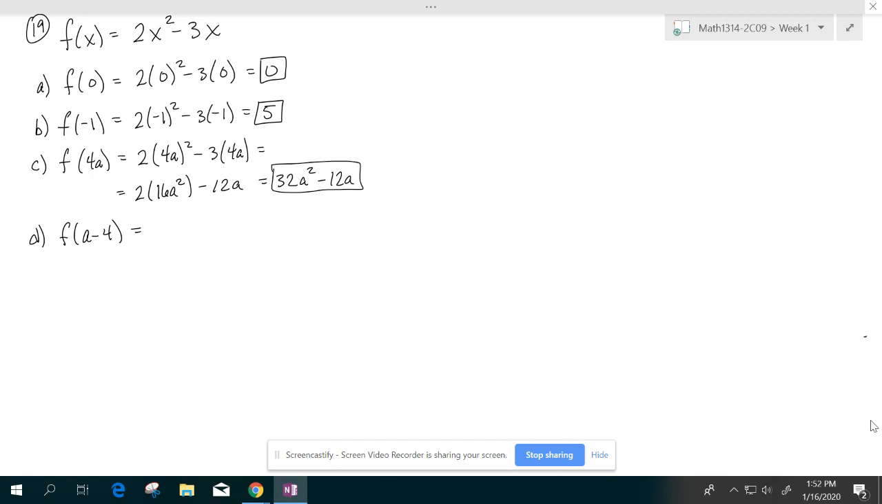Now we're going to replace every x with, and did y'all notice that that is a binomial? Y'all know what binomial means? 2 terms. The a is a term and the 4 is a term, so we're going to plug in a binomial. A minus 4 squared and a minus 4, like that. Look at that problem. I'm getting excited already. I know what's coming.